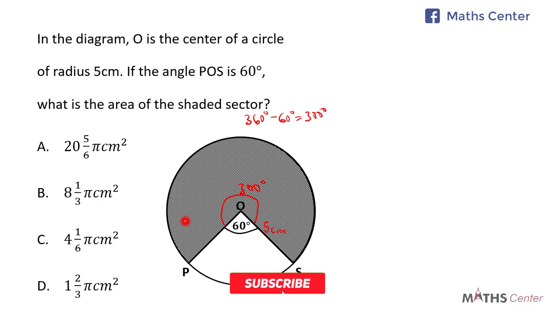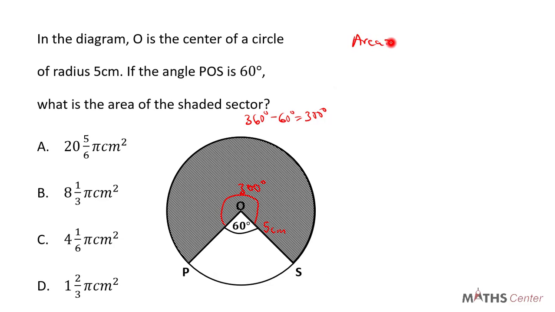The question wants us to find the area of the shaded sector. The area of the shaded sector will be given by the formula theta divided by 360 degrees times pi r squared, where theta is the angle of the sector, so in this case the angle of the shaded sector, which is 300 degrees, and r is the radius of the circle, which is given to us as 5 centimeters.